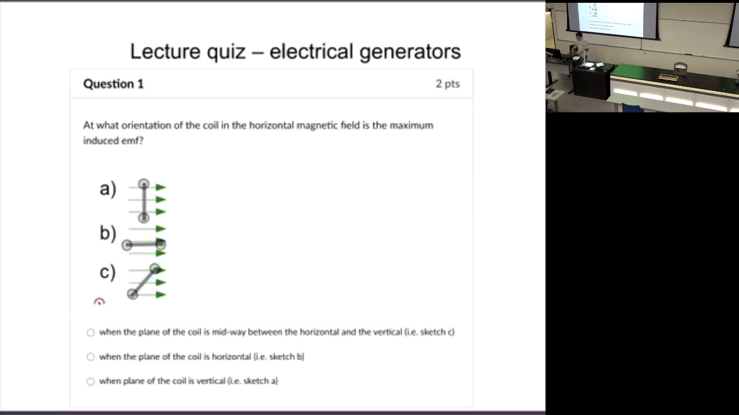Which one of these is generating the largest EMF at that moment, is generating the maximum EMF? Which one of these three geometries? We said it varies sinusoidally as the coil rotates. Which one creates the maximum?